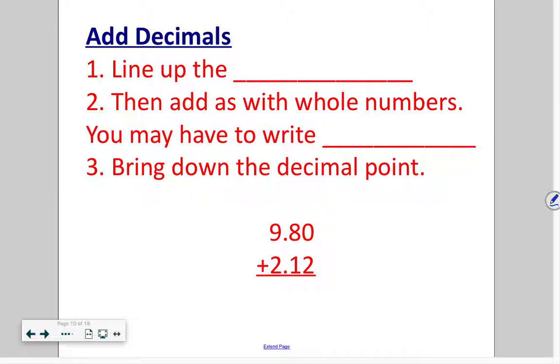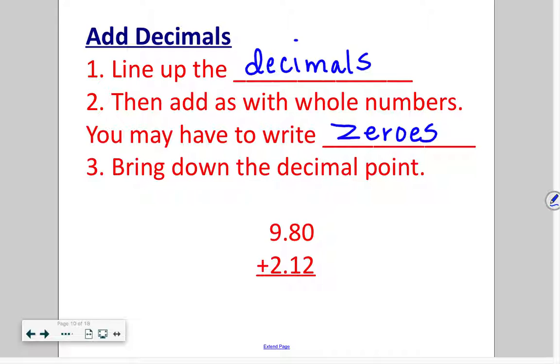All right, actually adding decimals. What's the first thing you have to do when you add decimals? You have to line up the decimals. We need to make sure that the ones are added to the ones place, the tenths are added to the tenths, the hundredths are added to the hundredths, and so on and so forth. Then add, as you would with whole numbers. You might have to write in zeros.